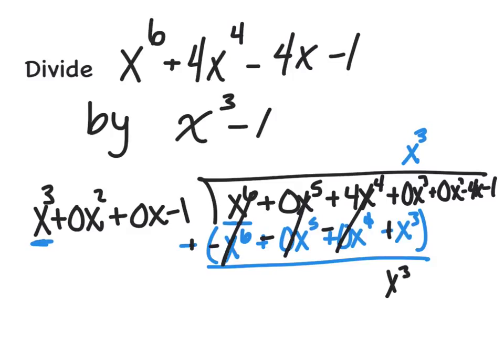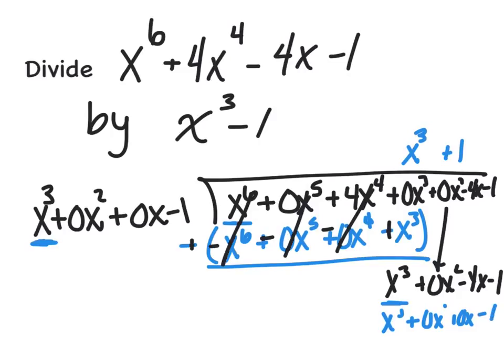Okay, so I can bring down the next term of 0x squared. And I'm just going to carry all these down because there's only going to be one term left, obviously. So now x cubed times x cubed is just 1, so I know I only have one term left, so a plus 1. So I'm going to get x cubed plus 0x squared plus 0x minus 1. Wrap it up, change my signs, negative, negative, negative, positive, and I get that nice remainder of 0.